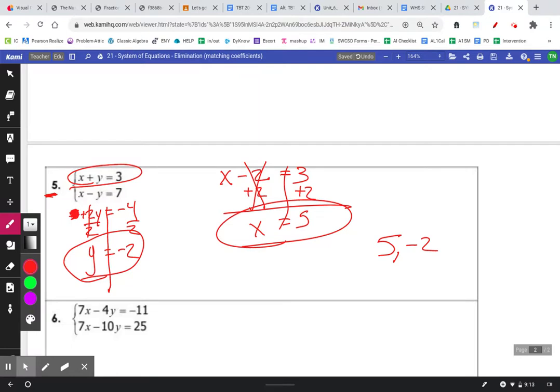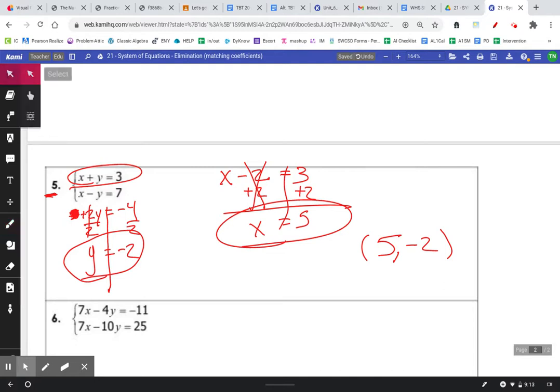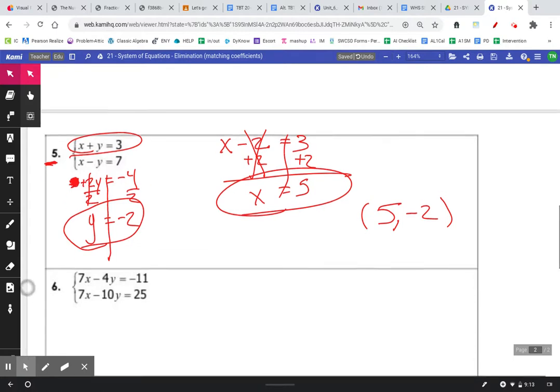And then you take a sip of your coffee and rejoice in being done with the problem. Okay, so there's my solution. Let's keep rocking and rolling. Hopefully we're getting into a groove here. I'm going to hop down to example number 6.